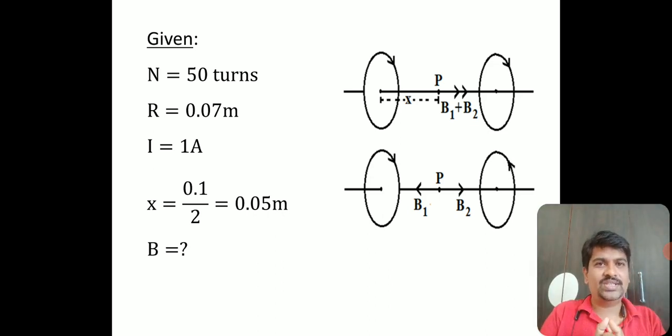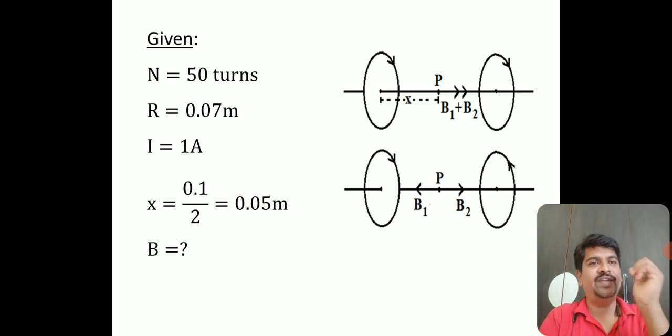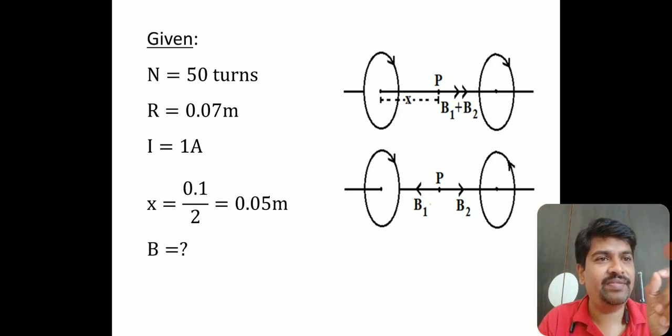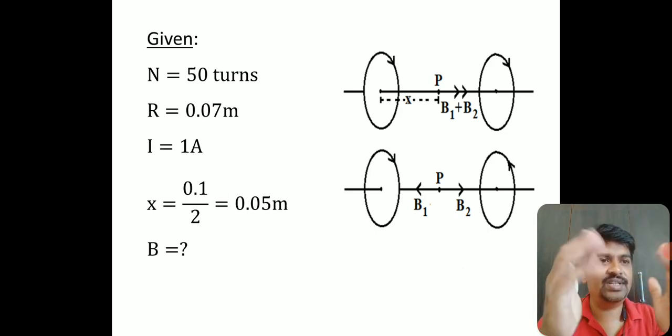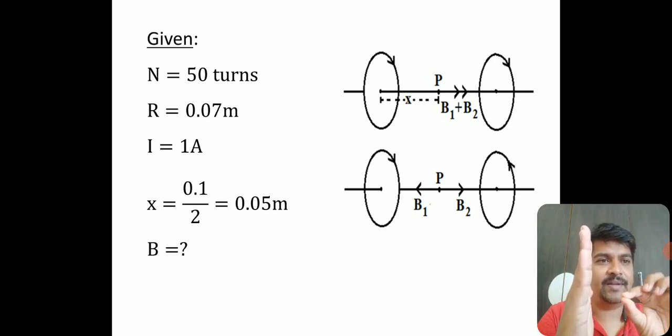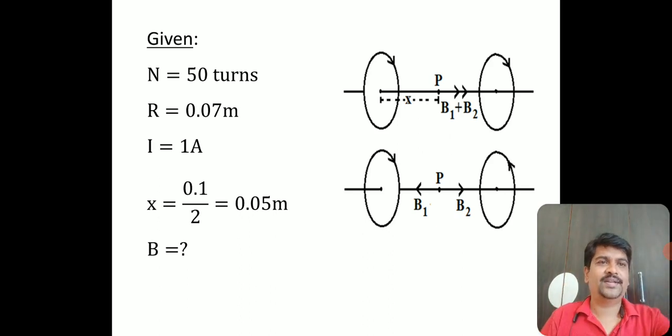And for these two coils, x is 0.1 divided by 2, which is 0.05. Why am I dividing it by 2? It's because I am finding the magnetic field midway between the two coils. Midway means I have to take half of the distance. The distance between the two coils is 0.1 meter. I am finding the magnetic field at the midpoint, so I have to take this distance x as 0.1 by 2. Okay, right.